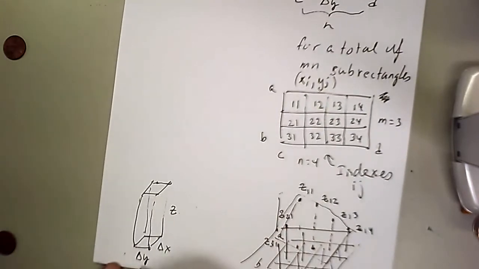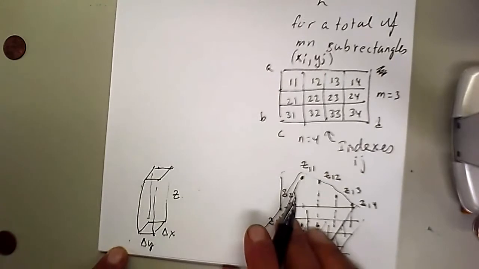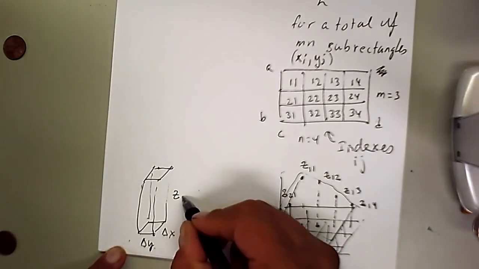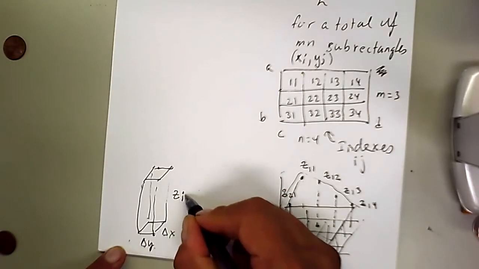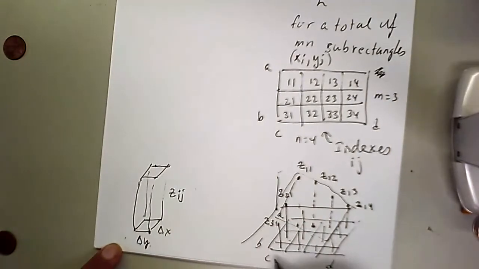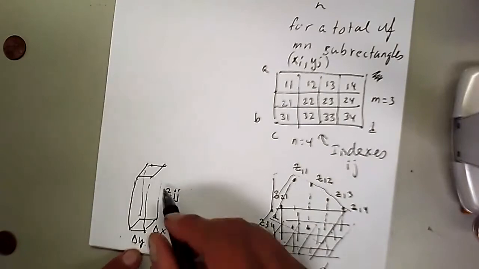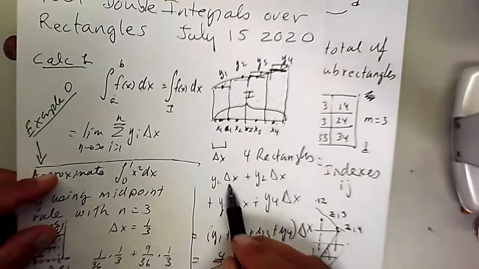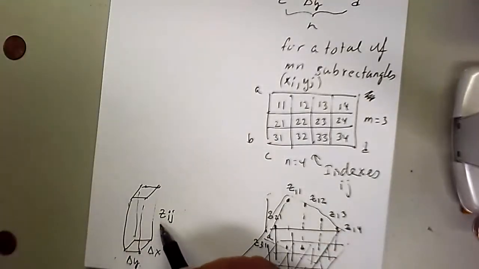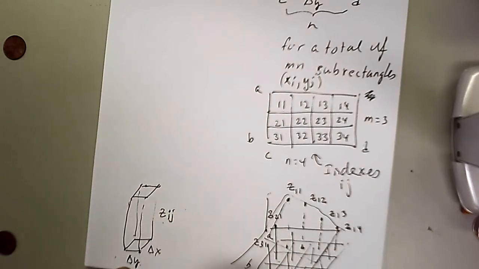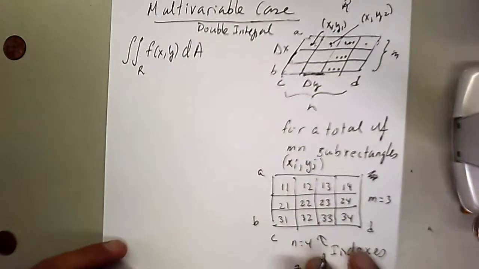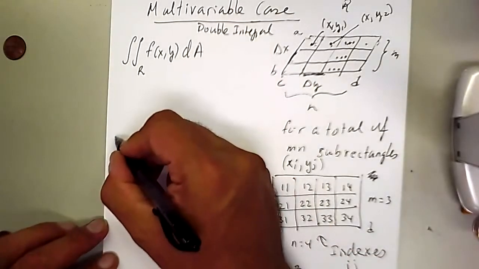Sorry, I moved this out of the viewing area. So we have delta y, delta x, z sub i, j, depending on where we are. So the volume is going to be similar to the area. Remember, we multiply y times delta x. So we're going to multiply z times delta x times delta y to get the volume of this column.